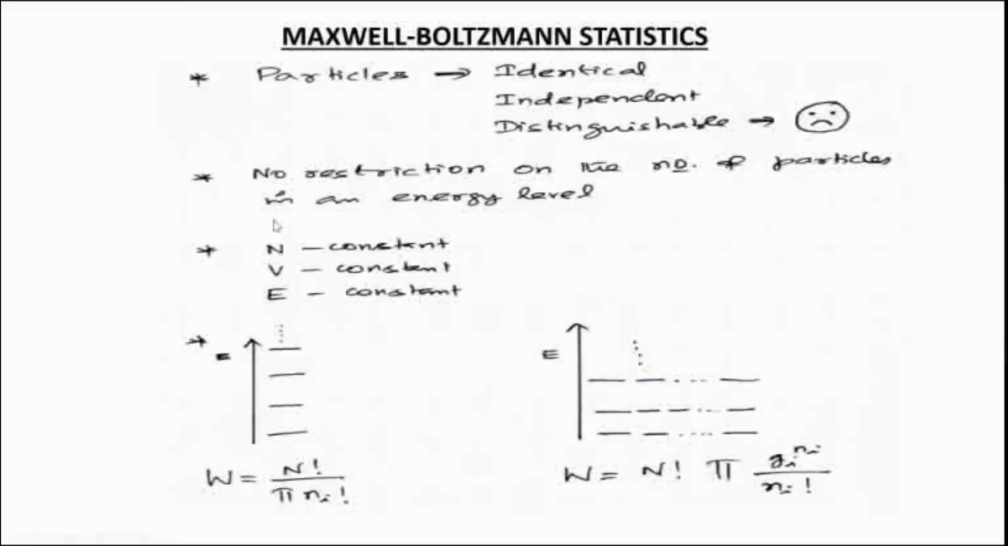Now, let me introduce the first statistics, called Maxwell-Boltzmann statistics. In Maxwell-Boltzmann statistics, what type of particles are we going to see? The particles should be identical, that is, by appearance they should look alike. The particles should be independent, which means there should not be any attraction or repulsion between particles. Then the last one: they should be distinguishable. What are distinguishable particles? That you know. I have given a sad face here, and I'll tell you why as we go along in this lecture.